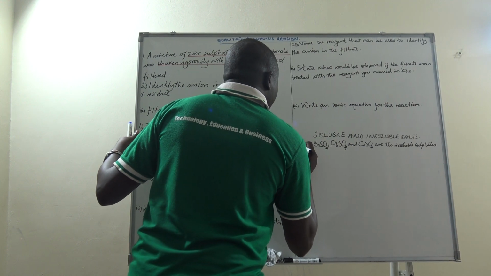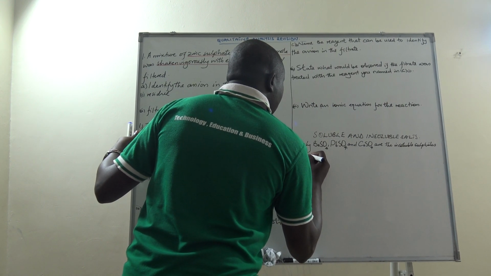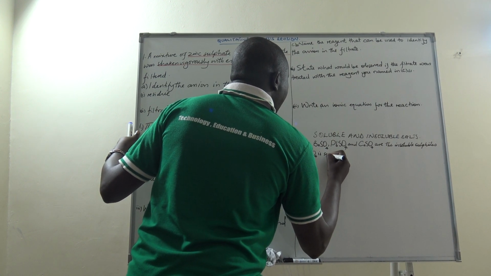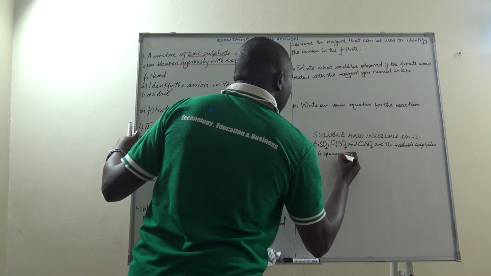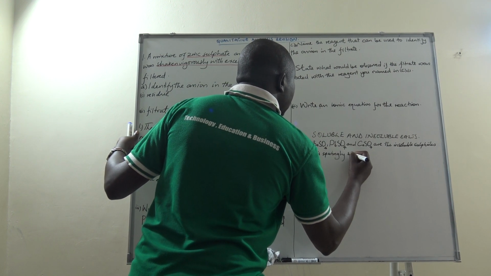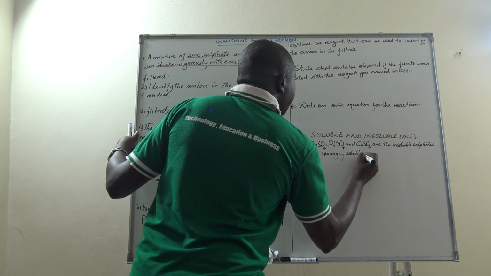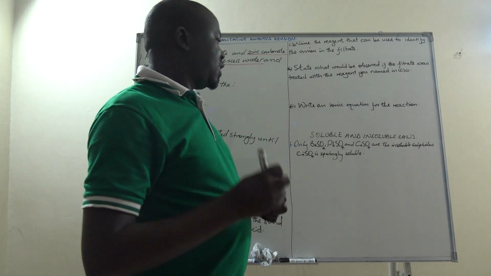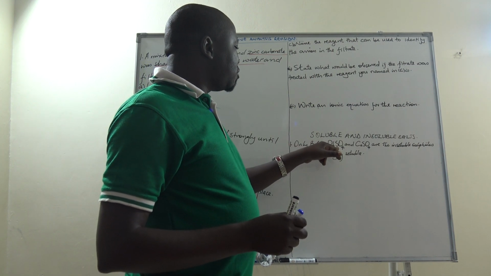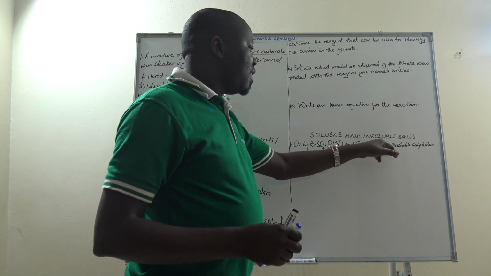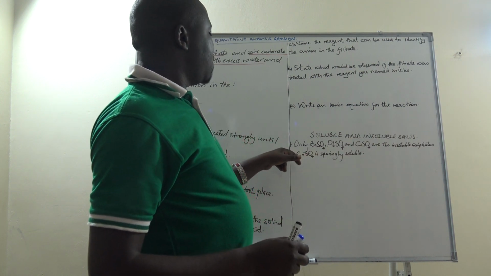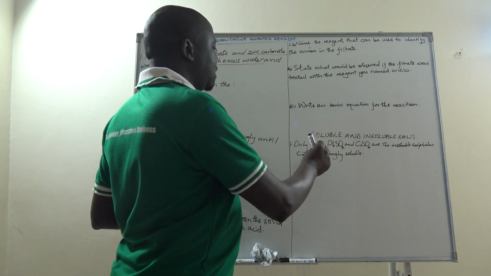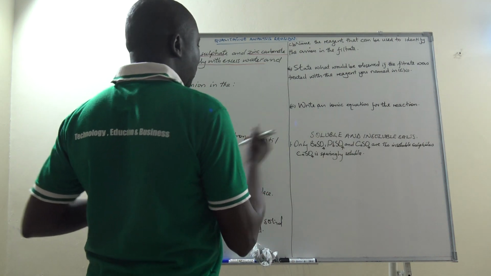And we need to remember that calcium sulfate is sparingly soluble. That means it dissolves partially. It can dissolve but not fully, but slightly or partially. So barium sulfate, lead sulfate, and calcium sulfate are the insoluble sulfate salts. Meanwhile, calcium sulfate, which is among these insoluble sulfate salts, is just sparingly soluble in water.